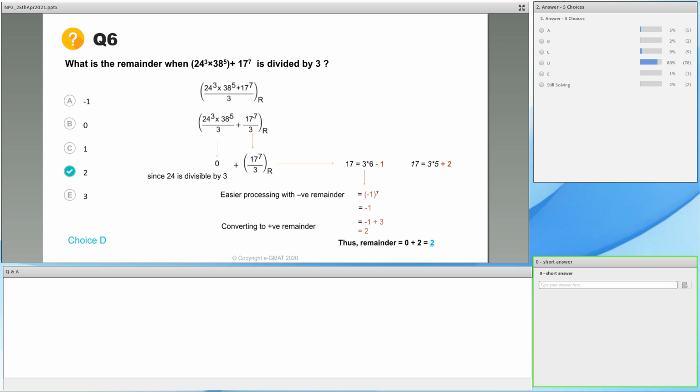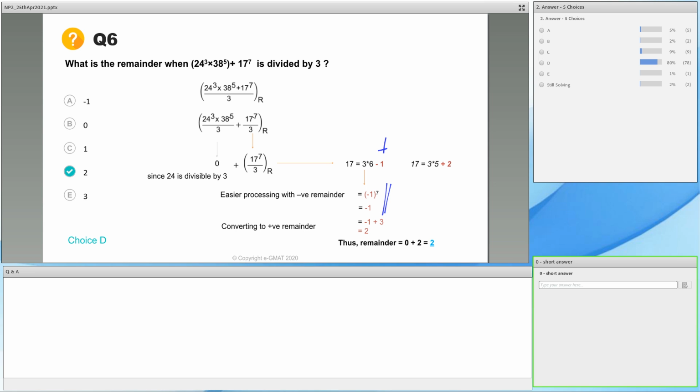Otherwise, you could do 17 is basically 18 minus 1, negative remainder. And then it becomes very simple. If it's 18 minus 1, all you have to worry about is minus 1 power 7. And what is minus 1 power 7? It's simple, right? Minus 1 power 7 is minus 1.